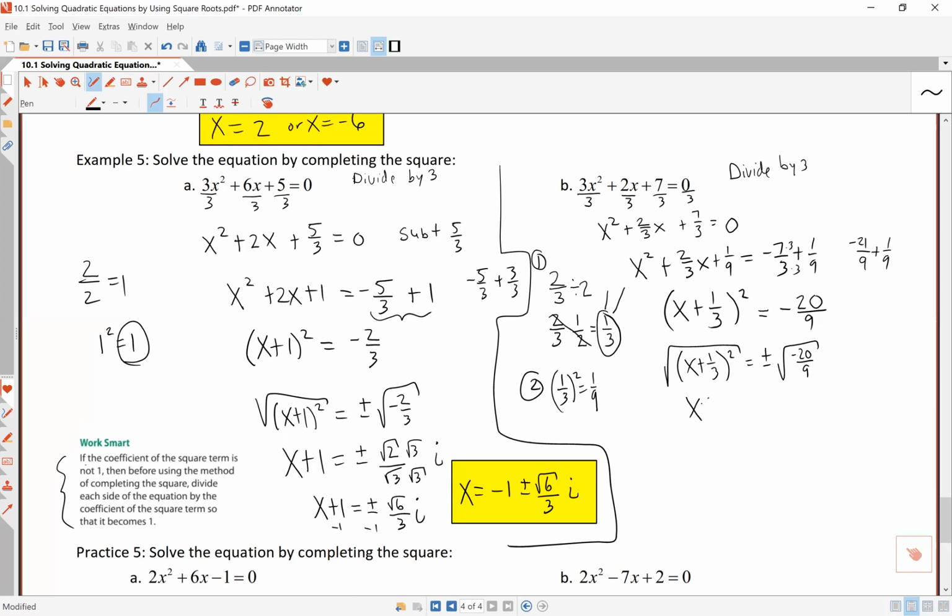And the left side is x plus 1/3. The right side is plus or minus the square root of 9, which is 3, and the square root of negative 20 is an i that comes out. And 20 is 4 times 5, so that's 2 square root of 5. Now to solve for x, we subtract 1/3 from both sides.